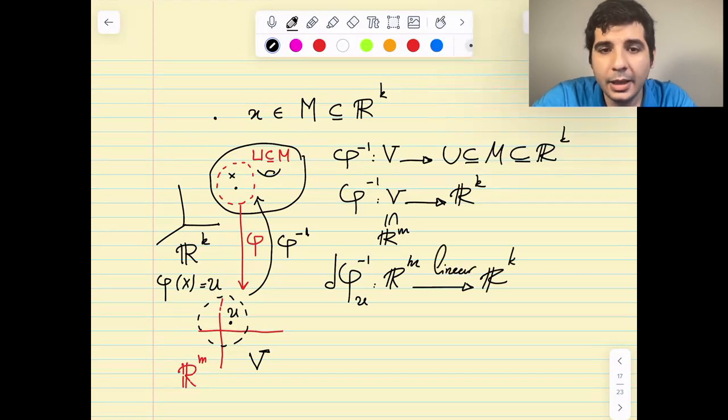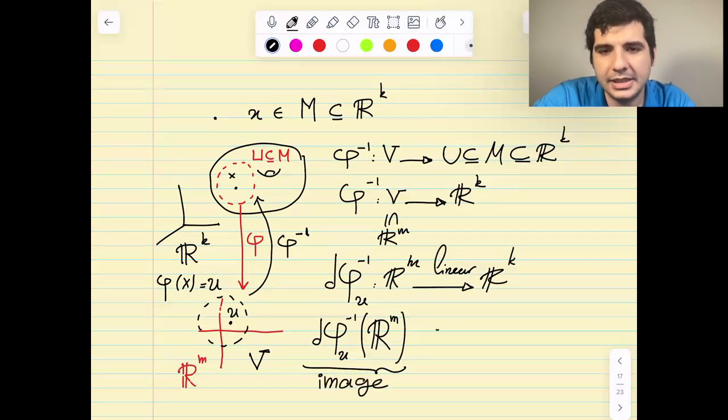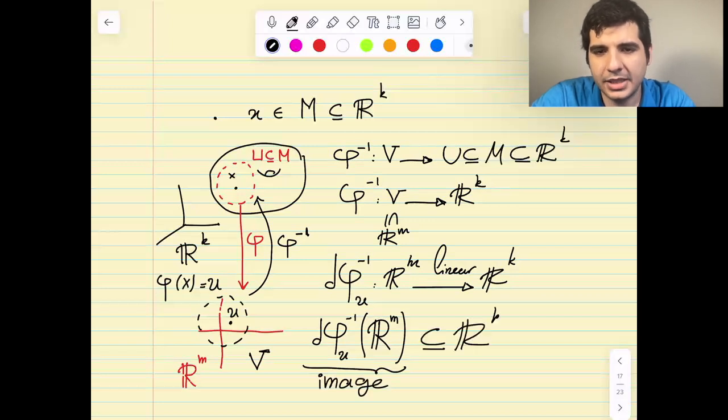Linear, great. We can look at the image of this map. So d phi inverse of U acting on the whole Rm would be a linear subspace of Rk. Look at the image of this map. It's a vector subspace of Rk, right? This is what we call the tangent space of M at X. So look at this pictorially, this blue plane tangent to M at the point X.